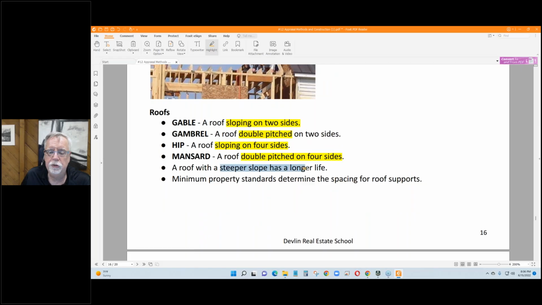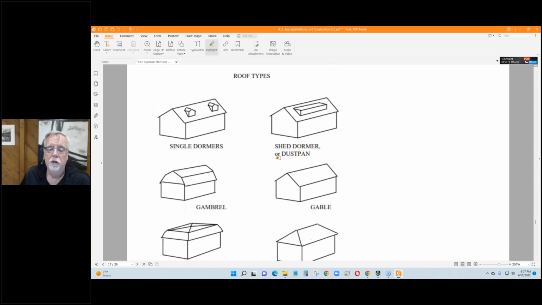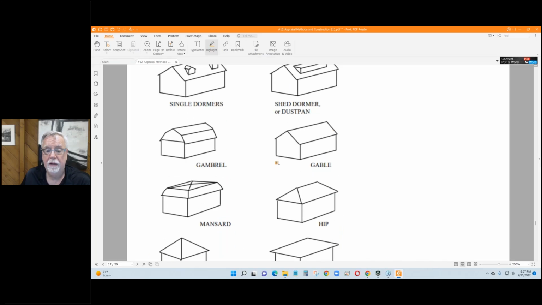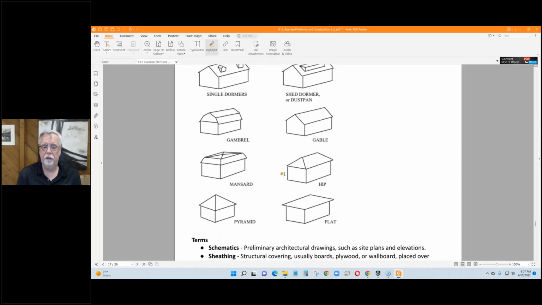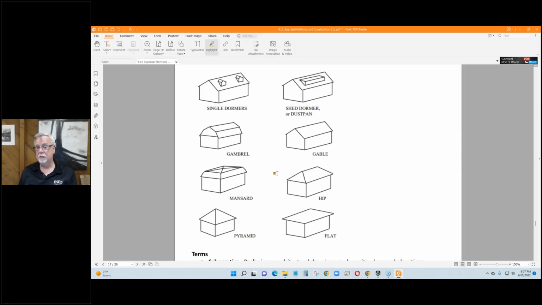The steeper the slope, the longer the life. Think of an A-frame house. If it was a boxy style, then it's a flat roof. But if it's an A-frame, that's a steep slope, and that's very good for weathering the weather, right? For wind and rain and snow and things like that. It has a longer life. So these are the types of roofs that the Department of Real Estate has been known to test.